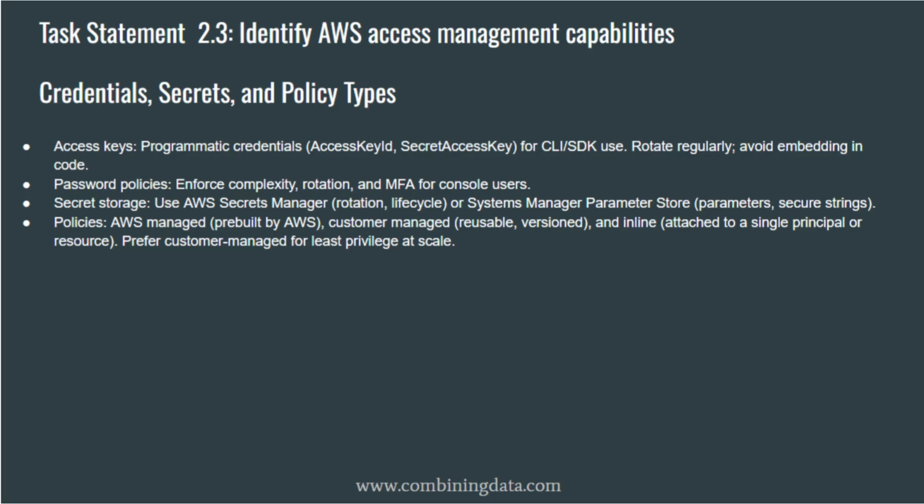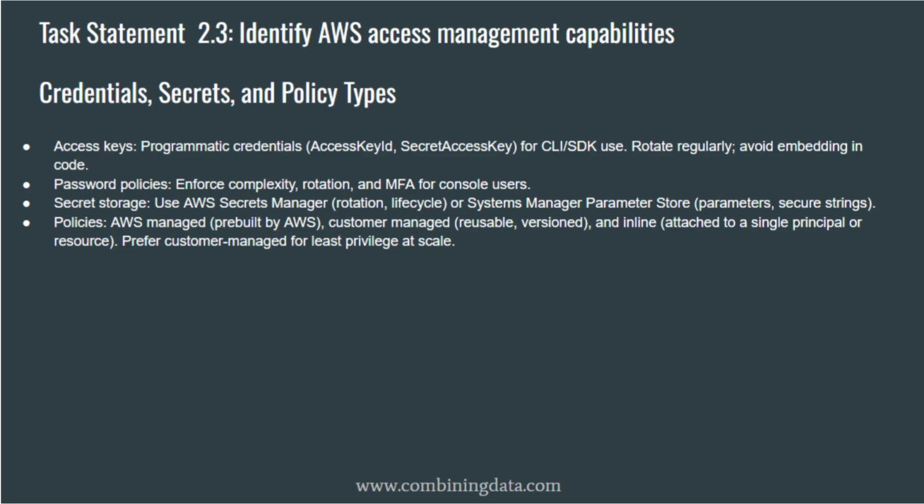For console access, users authenticate with a username and password. AWS allows you to enforce password policies to improve security, such as minimum length, complexity requirements, password rotation, and preventing password reuse. On top of that, multi-factor authentication, MFA, should always be enabled for human users, especially for privileged users and the root account. Credentials aren't the only sensitive data you need to protect.